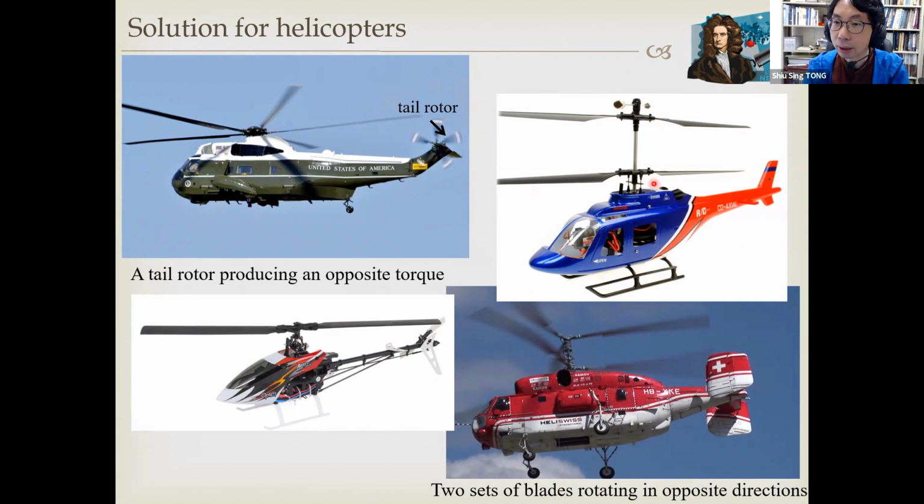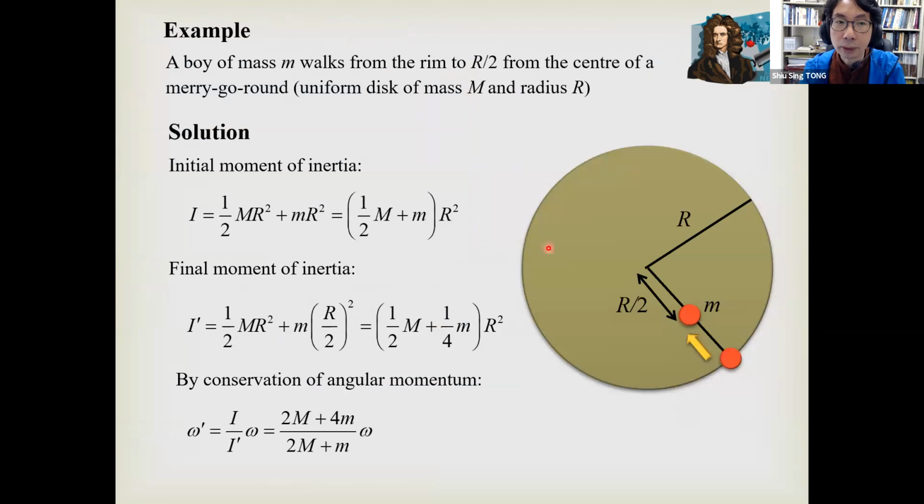So this is a common design in remote control toy helicopters. You have two sets of blades rotating in opposite directions. Now let's have an example on conservation of angular momentum. Suppose you have a merry-go-round like this. We assume it to be a uniform disk of radius capital R and mass m, and it rotates with a constant angular velocity at the beginning.